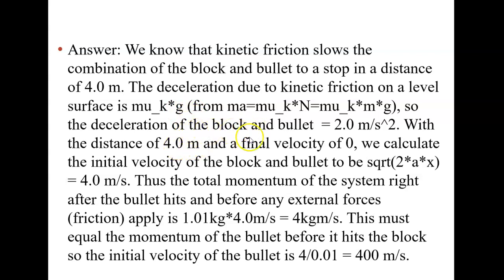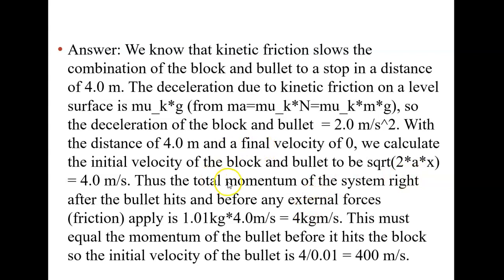So the deceleration of the block is 2 meters per second squared. And you can look here. With the distance of 4 meters and the final velocity of 0, we can calculate the initial velocity of the block to be the square root of 2 times a times x, one of the kinematics equations.